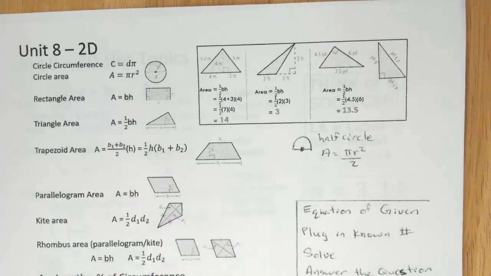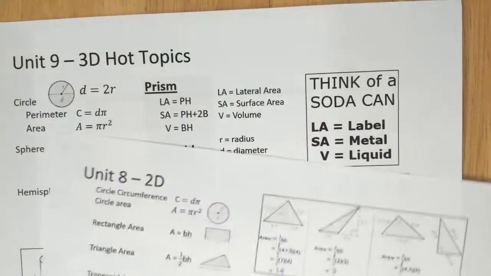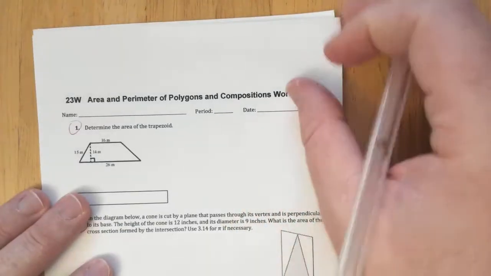We're going to be talking about Unit 8, which is on 2D shapes, and Unit 9, which is 3D shapes. We're going to be doing worksheets 23 and 25. Nice. Well, let's do this.